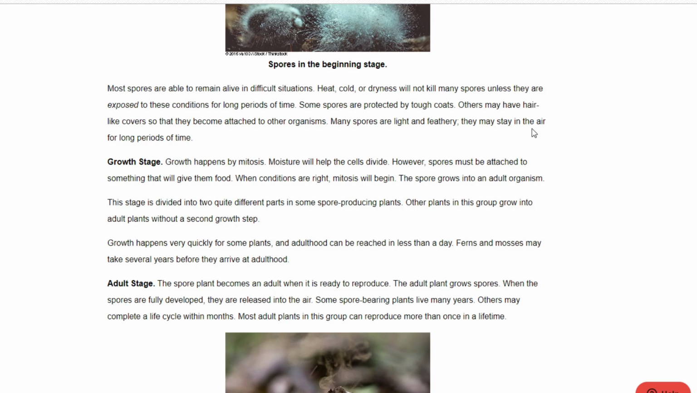This stage is divided into two quite different parts in some spore producing plants. Other plants in this group will grow into adult plants without a second growth step. So some will have a little bit different life cycle. Growth happens very quickly for some plants, and adulthood can be reached in less than a day. Think about that, being an adult in less than a day. Ferns and mosses may take several years before they arrive at adulthood. So ferns and mosses take a lot longer, while others might reach adulthood in less than a day.